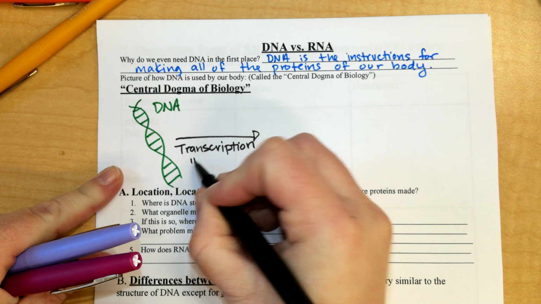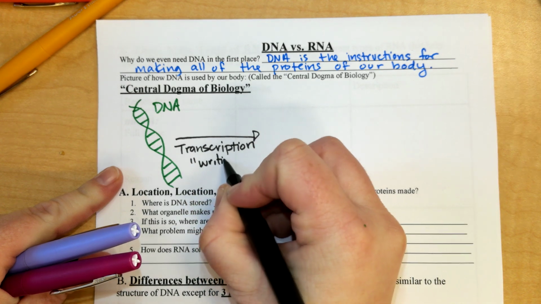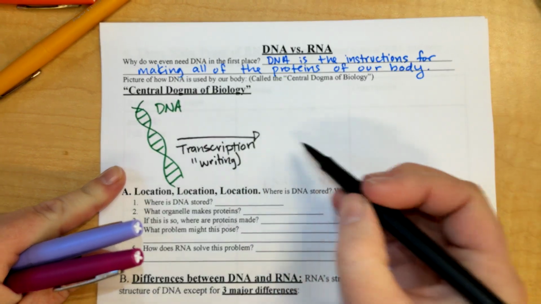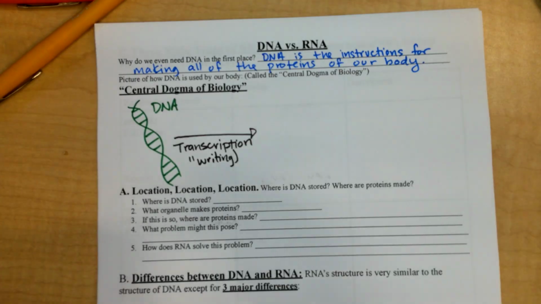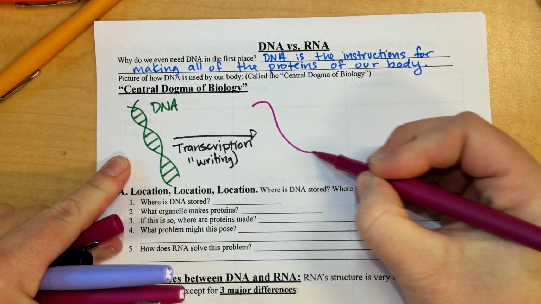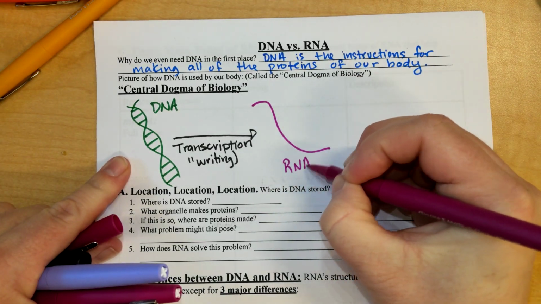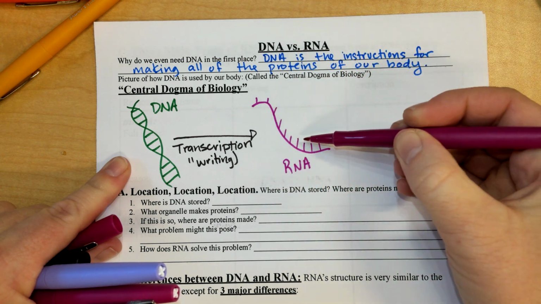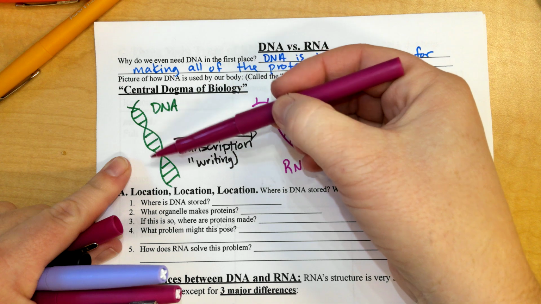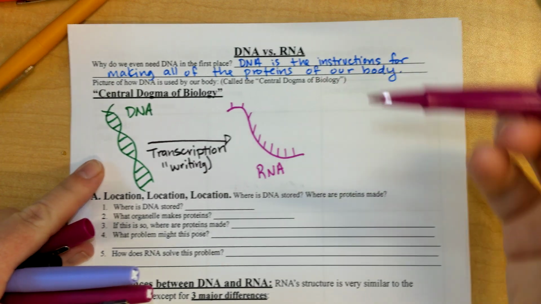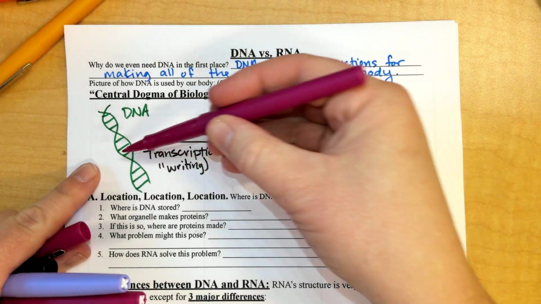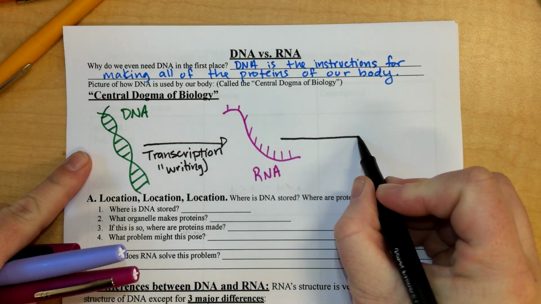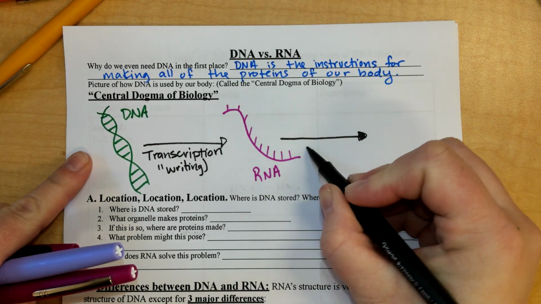Transcription is a process like writing. Transcribing means to copy letters. We're going to copy letters of DNA into letters of RNA, and this is what we're going to use our red for. So please use your red pen to draw an RNA molecule. An RNA molecule is a copy of one of the genes that codes for a protein. Once this RNA molecule has been copied in the process of transcription, we can then do a process called translation.